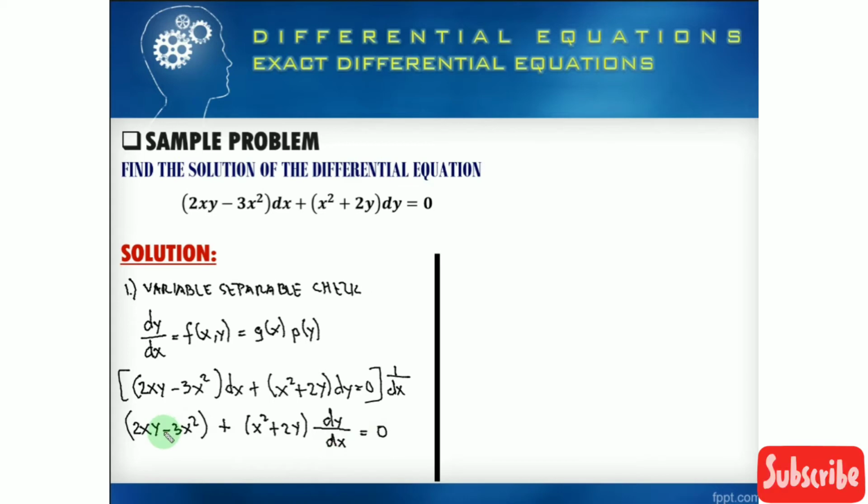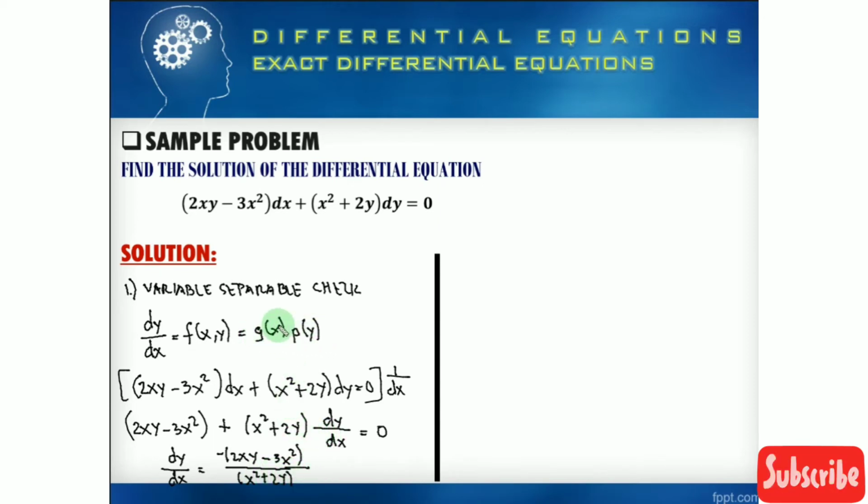Okay, so we need to transpose this to the other side. So dy over dx is equal to, this is negative, no? So we have this fraction. This is the negative of the 2xy minus 3x squared quantity, and this is in our denominator, so we have x squared plus 2y.